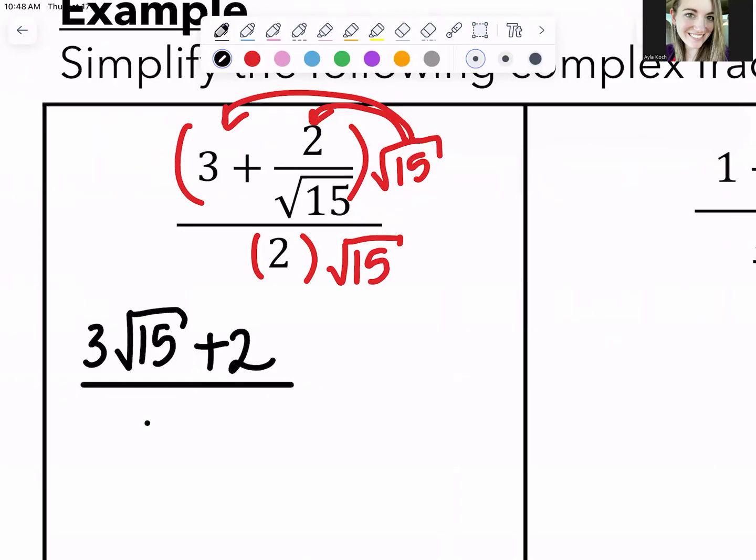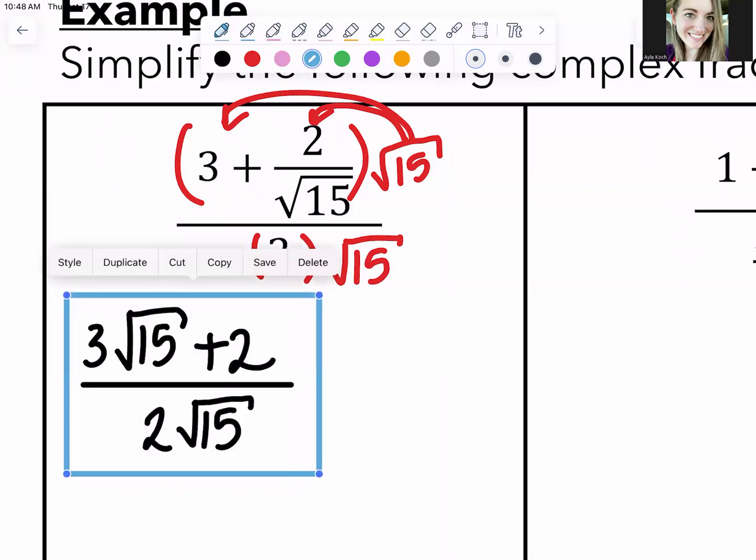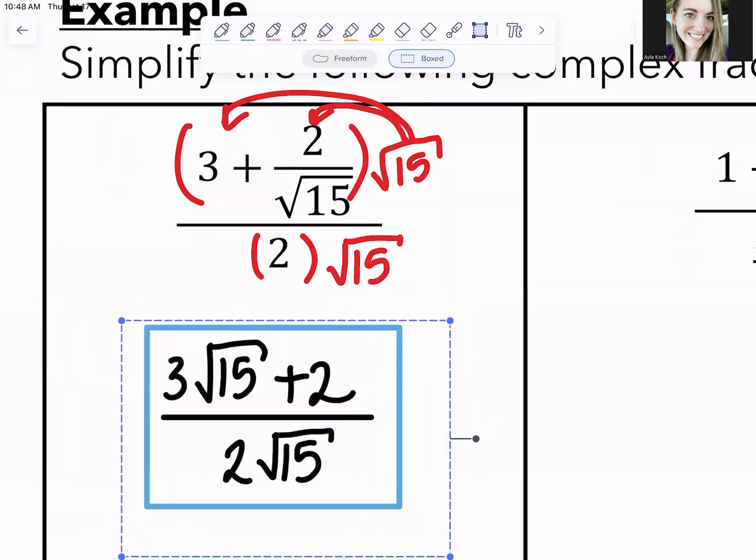On the bottom, 2 times square root 15 is just 2 square root 15. I'm not in the business here of rationalizing denominators. I'm not concerned about the denominator not being rationalized, so I'm not going to do it.